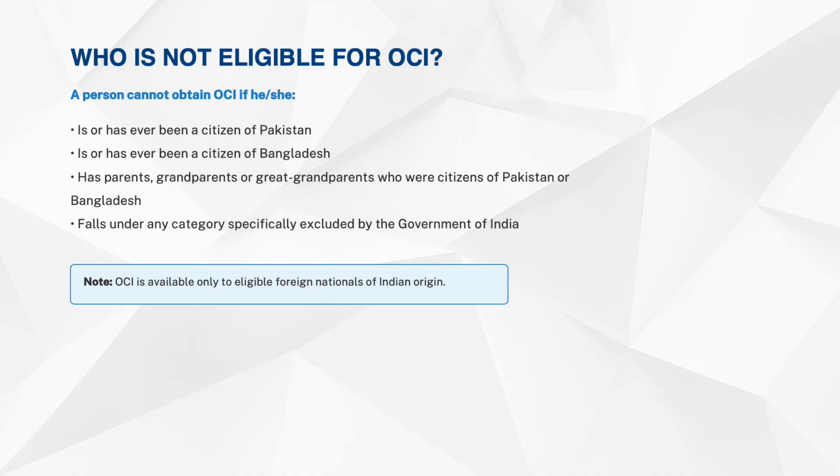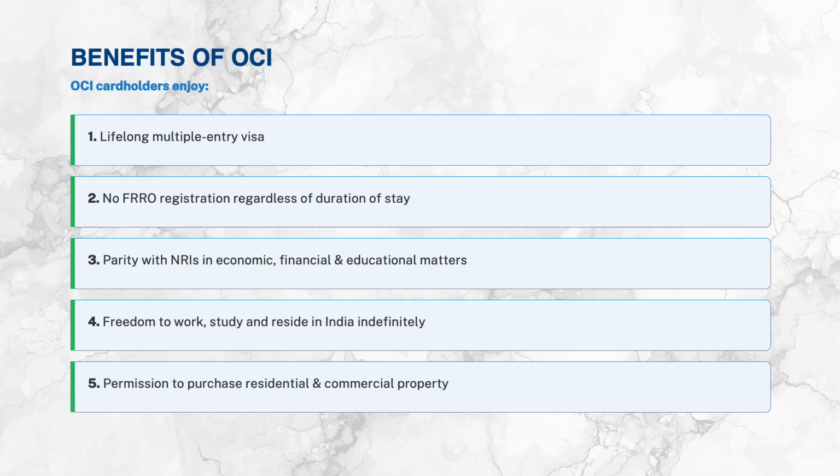Now the benefits of OCI: lifelong multiple visa entry. Okay, no FRRO registration regardless of duration of stay, which means foreign nationals on regular visas often have to register with the FRRO, which means Foreign Regional Registration Office. Okay, but now they no longer need to register in FRRO.